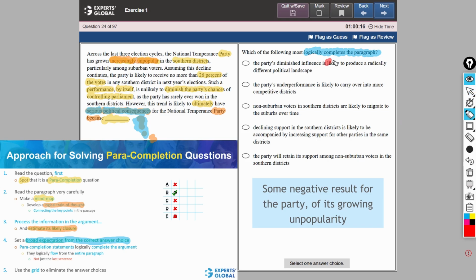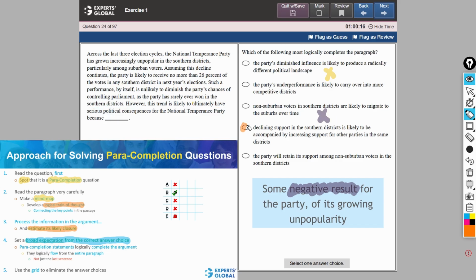Answer choice A talks about a radically different political landscape. This only talks about a different political landscape, not necessarily bad for the party. The party has grown unpopular among suburban voters, and if non-suburban voters are likely to migrate to the suburbs, then this may in fact be something good for the party. We are expecting a negative result, therefore incorrect.